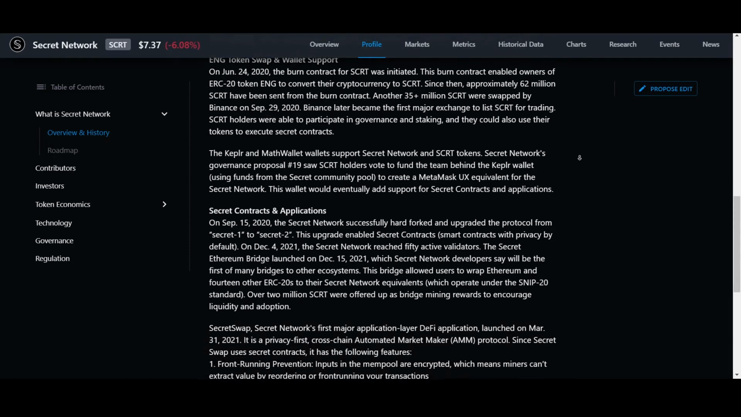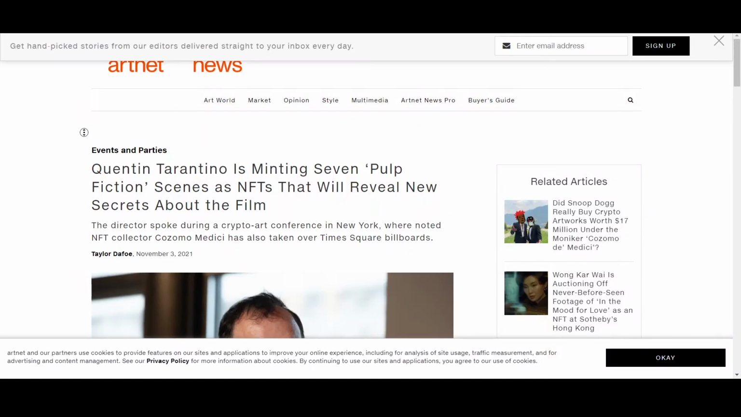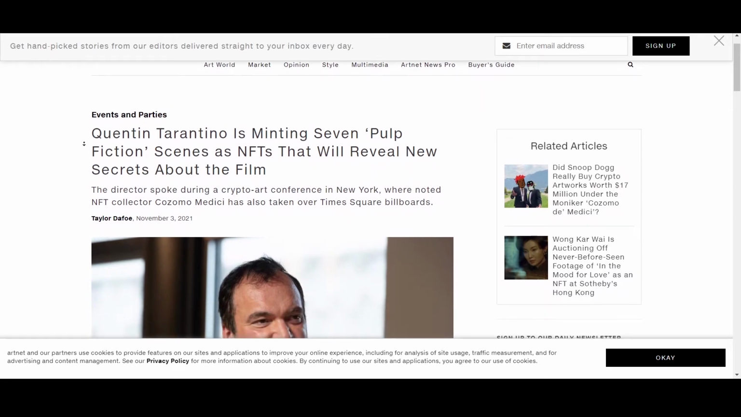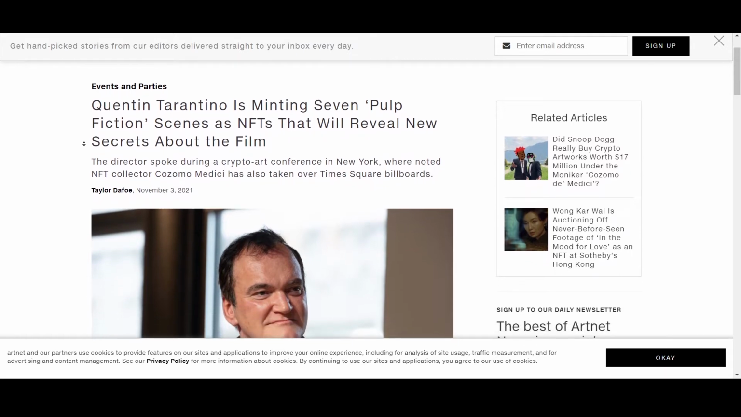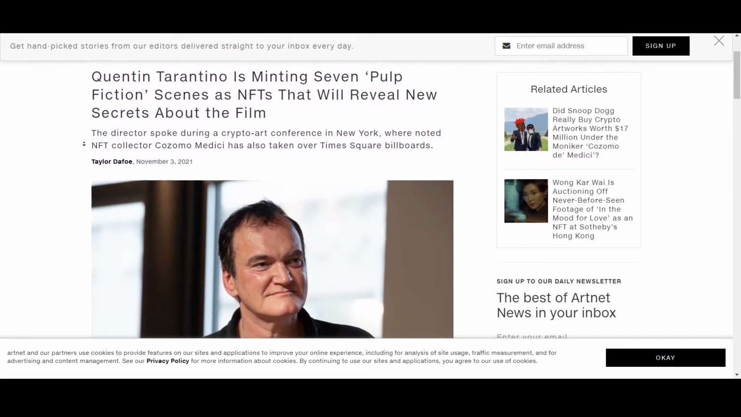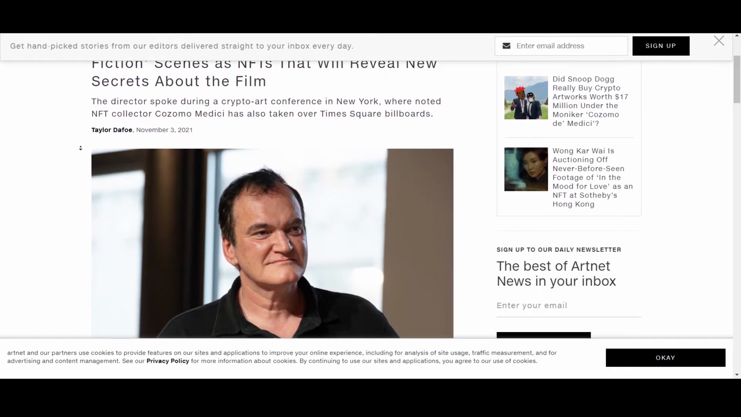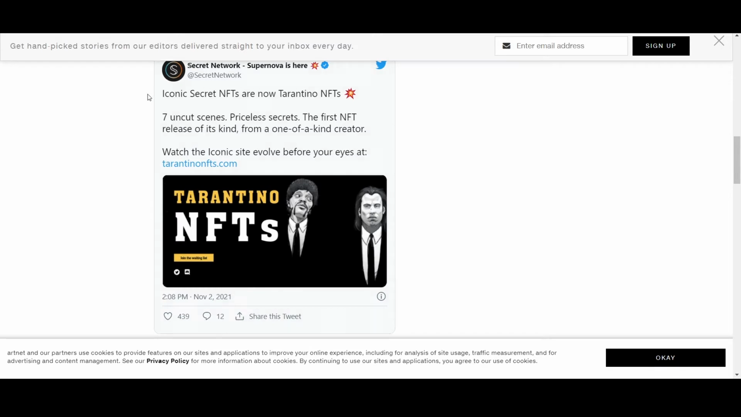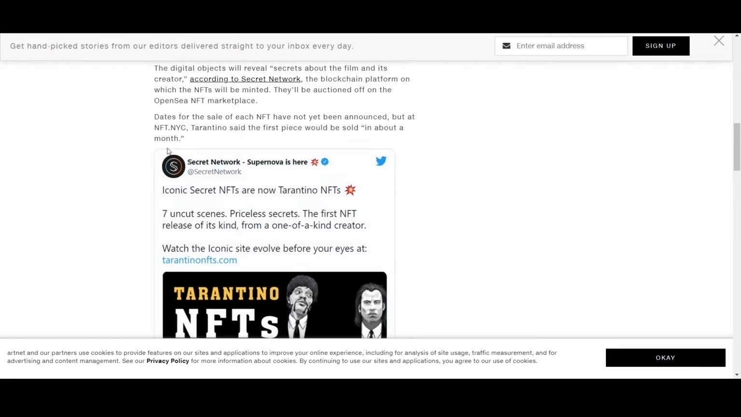So let's have a look at other things. One of the very loud recent news for this blockchain was bringing in Quentin Tarantino for minting his Pulp Fiction scenes as NFTs that reveal new secrets about the film. It's something that has brought a lot of attention to Secret Network, and we can find that there were issued 7 uncut scenes, priceless secrets, as Secret Network puts it.